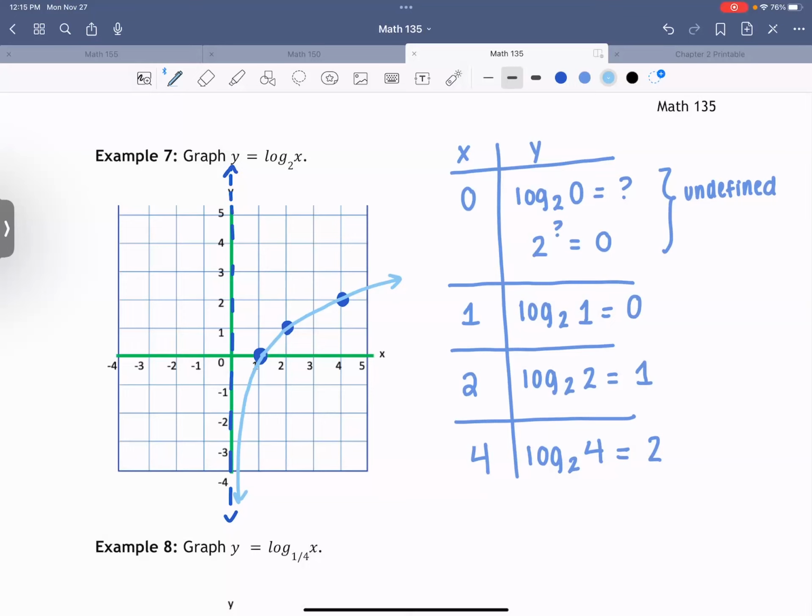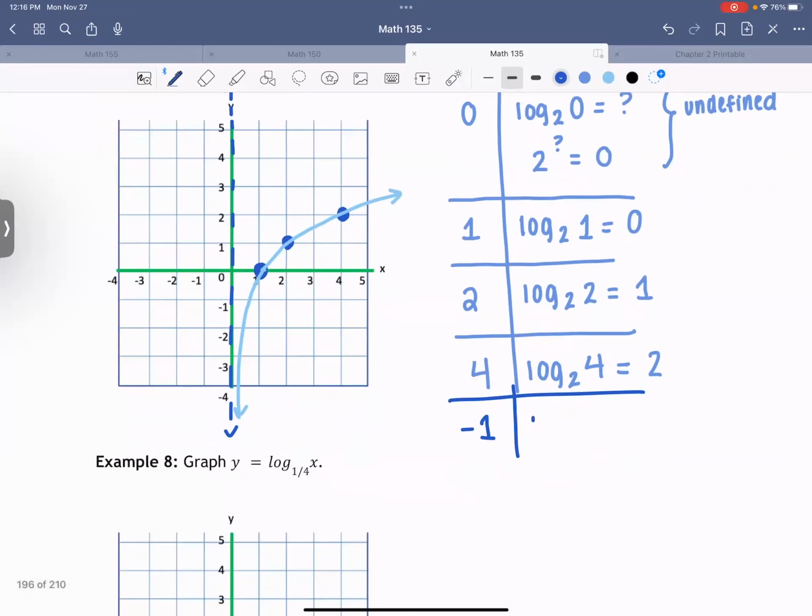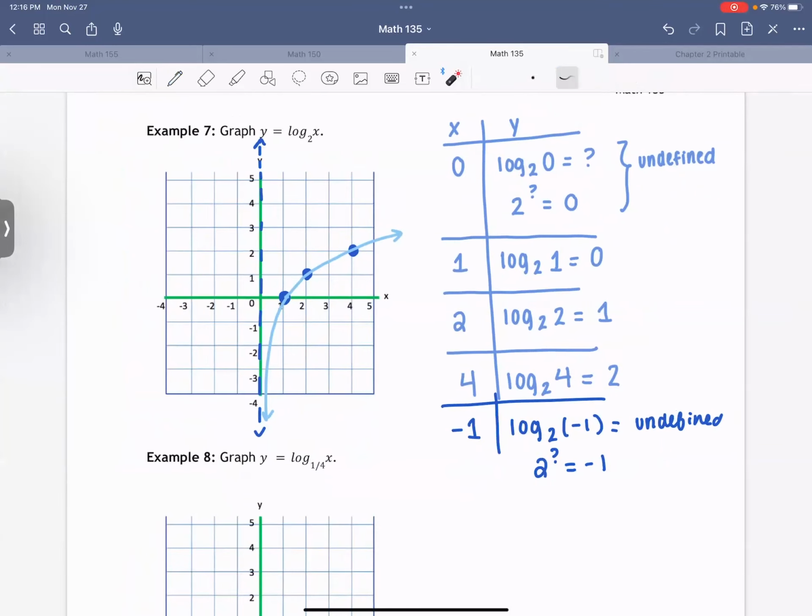Well, what happens if you try negative values? Yeah, let's try -1. Log base 2 of -1. That's the same thing as asking myself, 2 to the what power equals -1? Is there any power of 2 that gives me -1? No, right? So this is also undefined. Everything negative is undefined, so there's actually nothing on the left-hand side of that graph. Crazy, isn't it? Kind of like exponentials, right? There's no exponent that gives you a negative number.